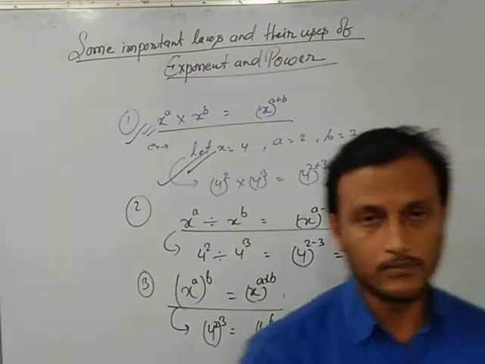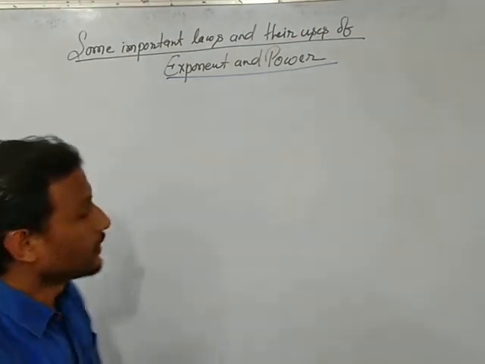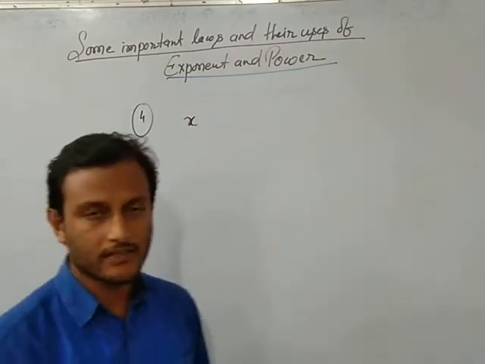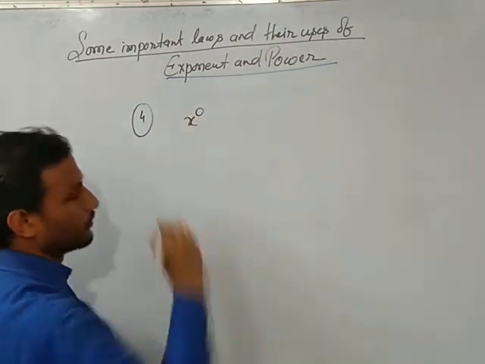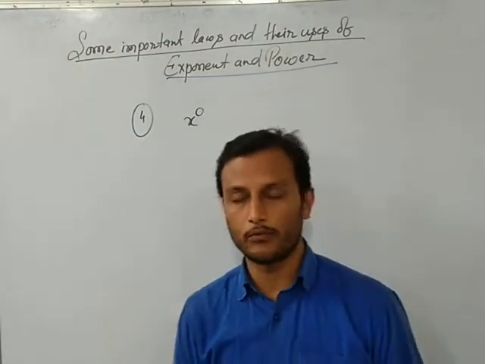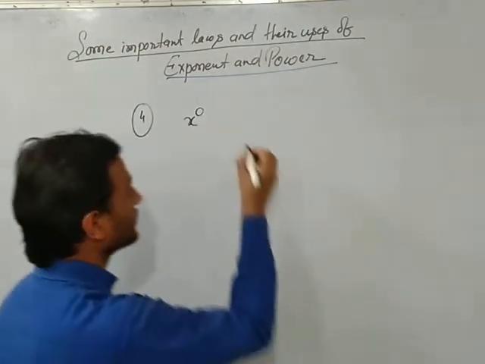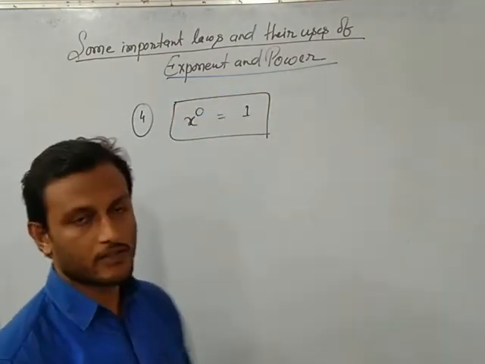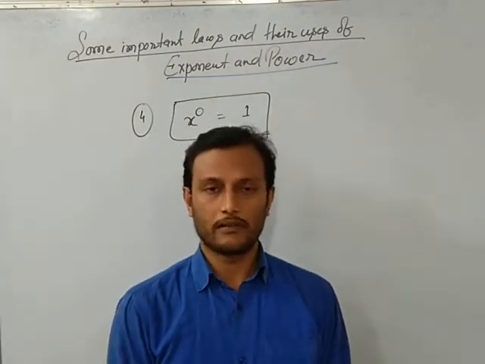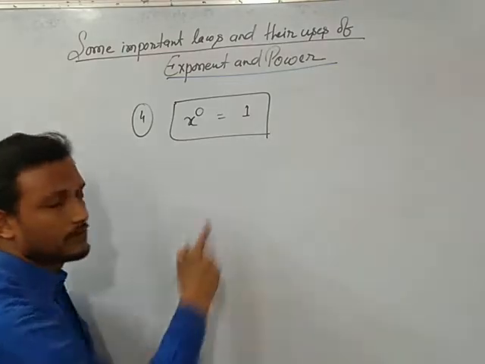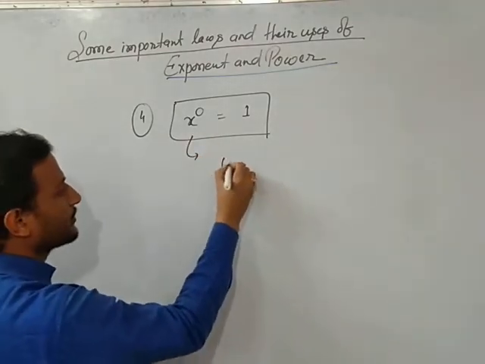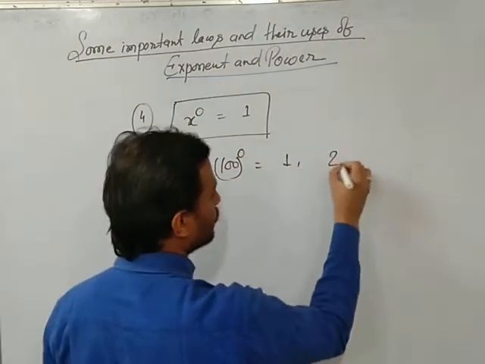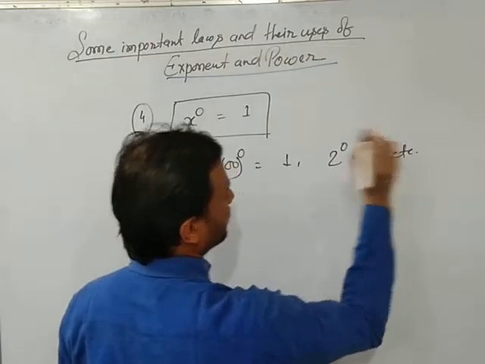Now let's come to the fourth rule. The fourth rule is, if x is an integer which has an exponent 0, then the answer is 1. Always remember it. If any integer has an exponent like 0, then the answer is 1. And its application is like 100 power 0, then the answer is 1. 2 power 0 is equal to 1, etc.